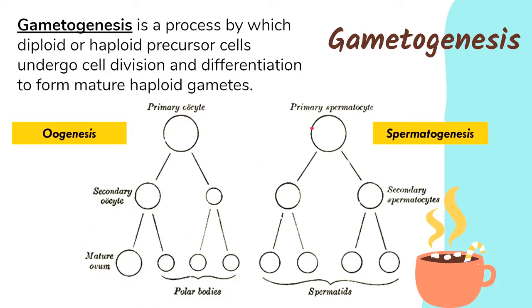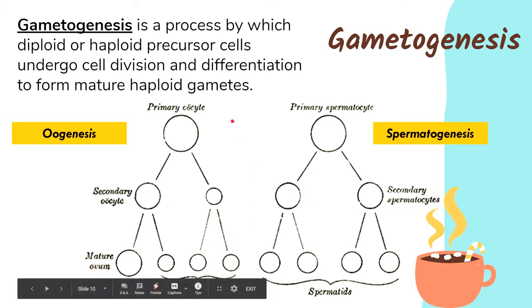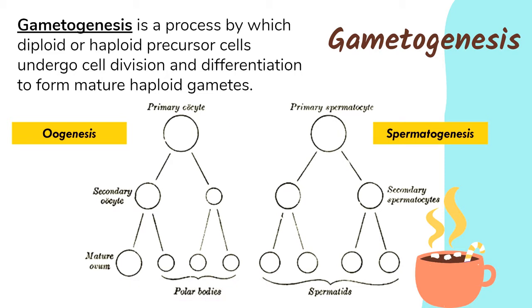Since meiosis is the cell division of gametes, I think it's also important that we talk about gametogenesis, which is the process by which diploid or haploid precursor cells undergo cell division and differentiation to form mature haploid gametes. Basically, this tells us how egg cells are produced in females and how sperm cells are produced in males. General overview, as you can see, similar to a typical meiotic division.